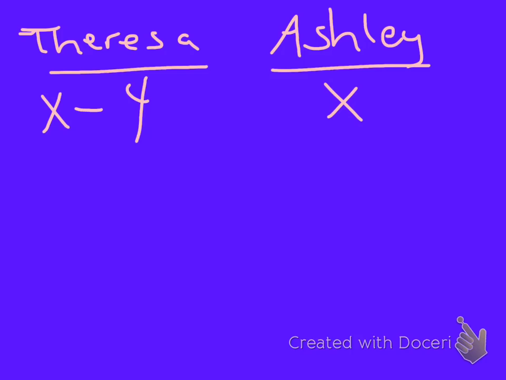So what is this telling us we're doing? Are we subtracting 4 from what? From the twice. From the twice what? Ashley's age. So 2x. 2x minus 4. There we go.